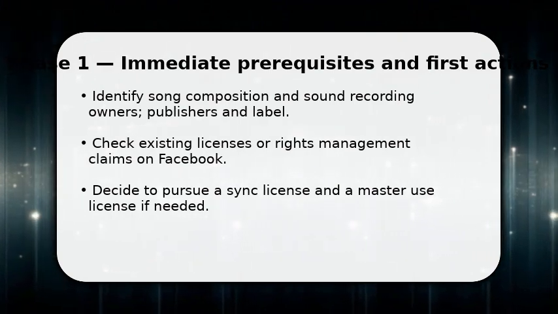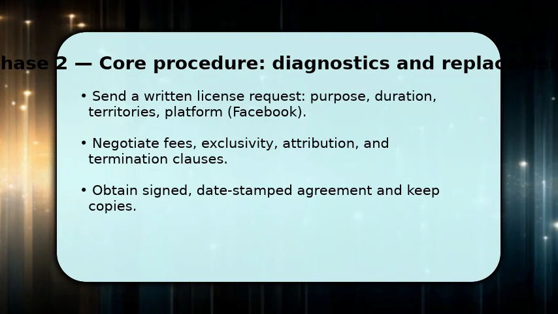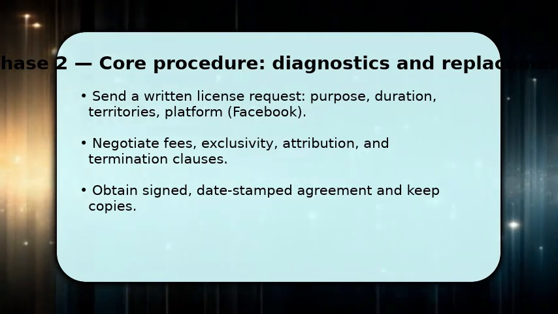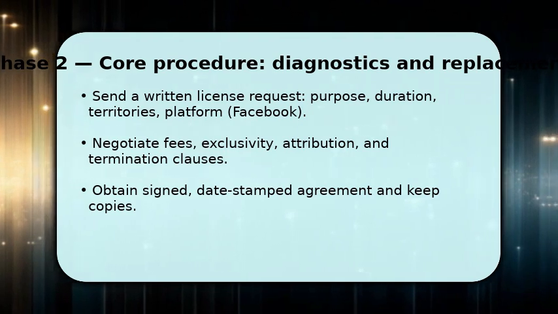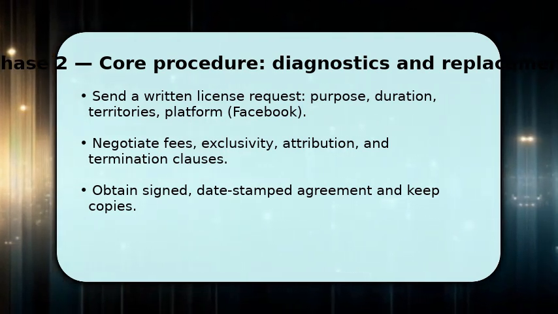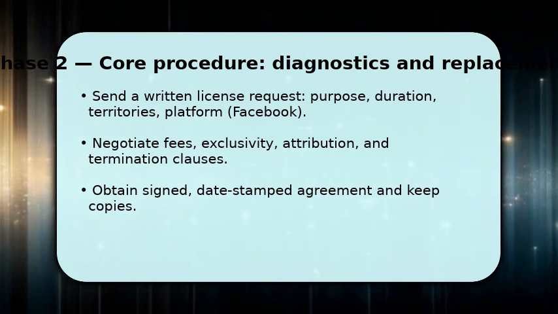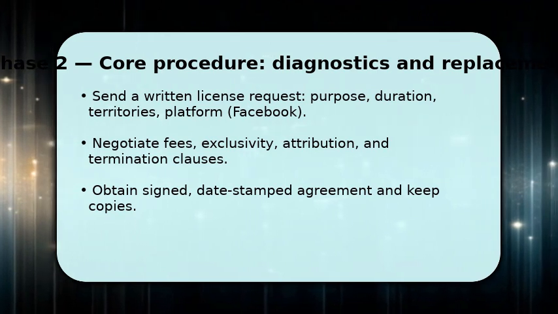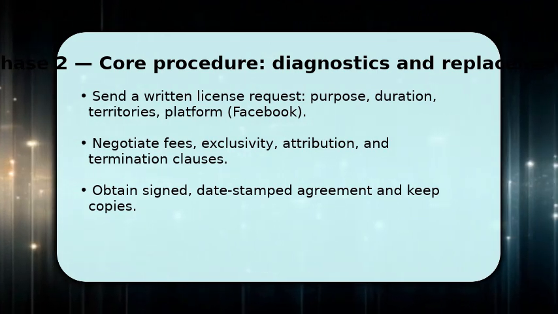You draft a formal license request that states the project, Facebook as the distribution platform, duration, territories, and any monetization plans. Once sent, negotiate fees, exclusivity, and attribution terms. Be precise about start and end dates. Make sure the agreement covers both sync and master rights if applicable.